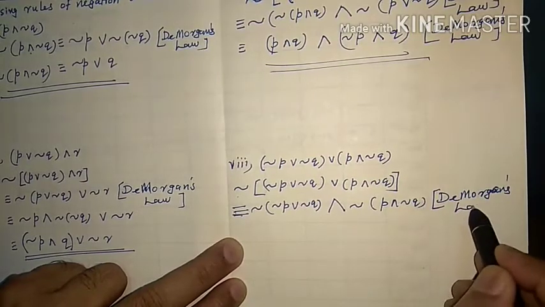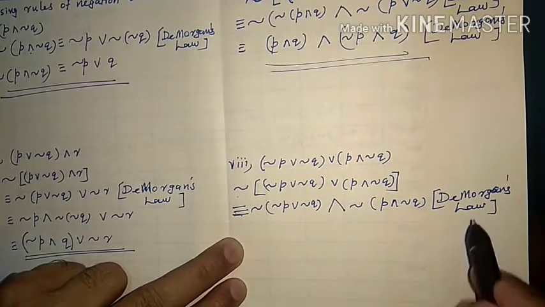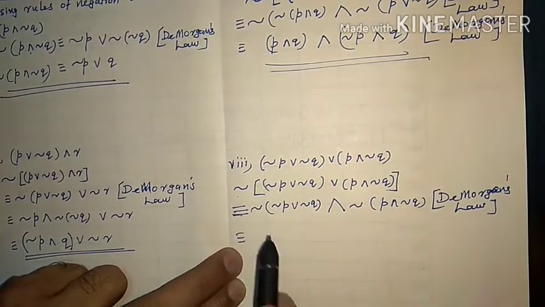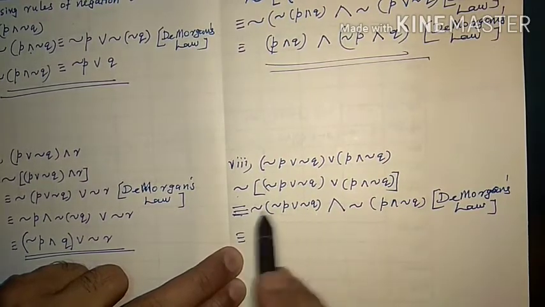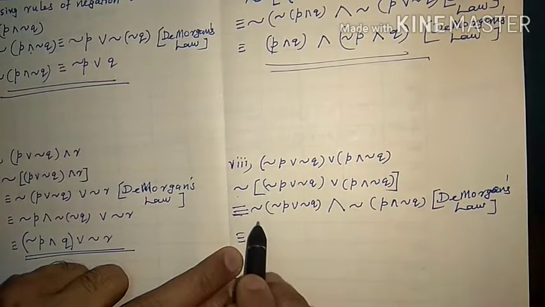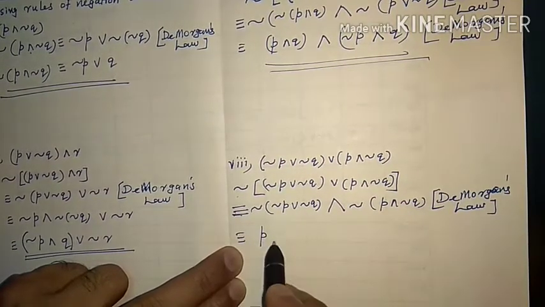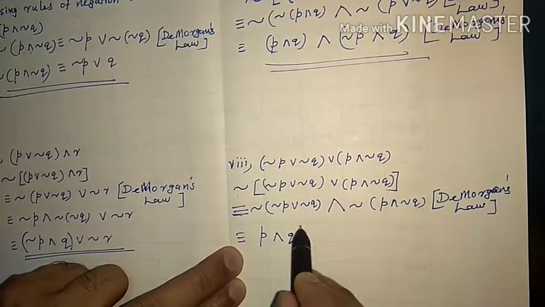De Morgan's law. This is De Morgan's law that we are using now. Now this is equivalent to, see here both negations are there. We take out one and the same thing. Negation of negation P is P. Disjunction becomes conjunction. Negation of negation Q is Q.